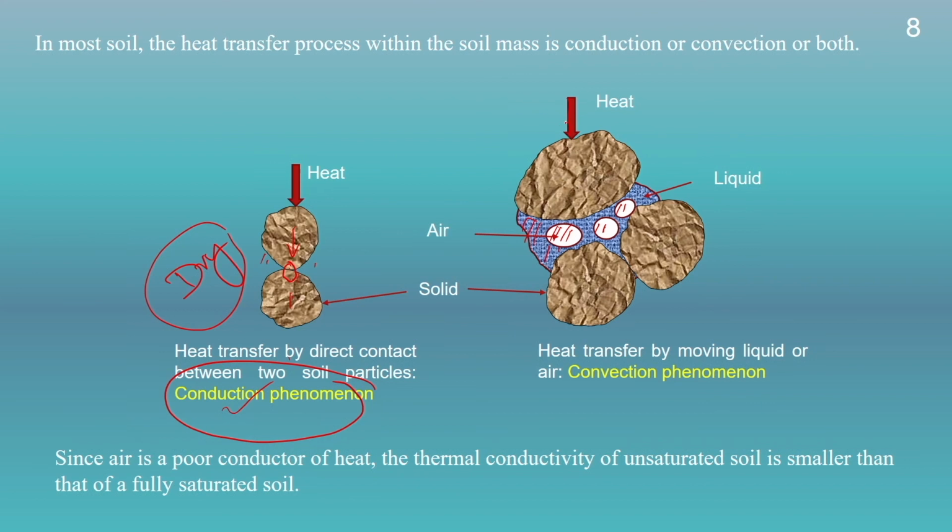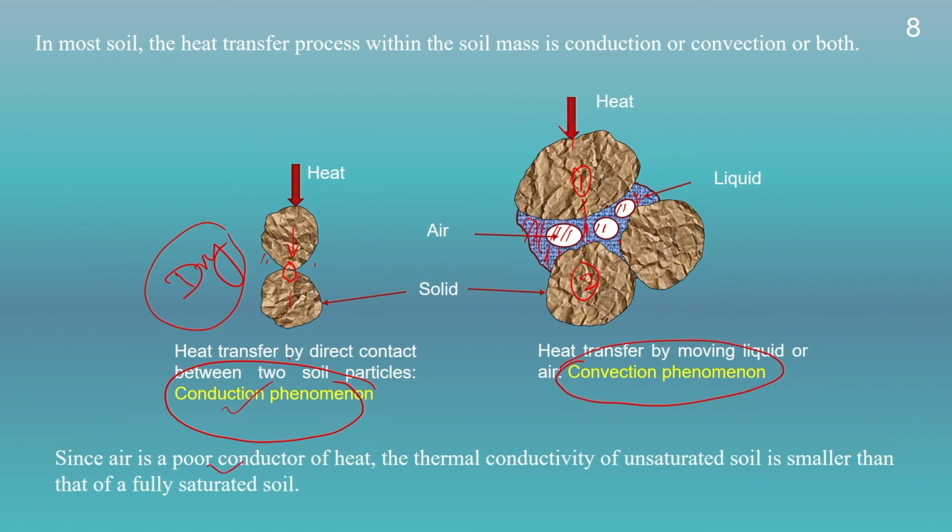So, when we apply heat over here, some part of the heat will be transferred through conduction, and if there is no point of contact between the particles, then the entire heat will be transferred through this water. So, the water present inside this pore space will get heated, and then the heat will be transferred from this particle to this particle through the water. So, this process is known as convection.